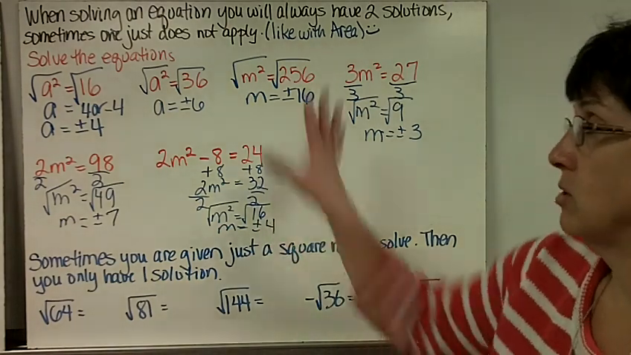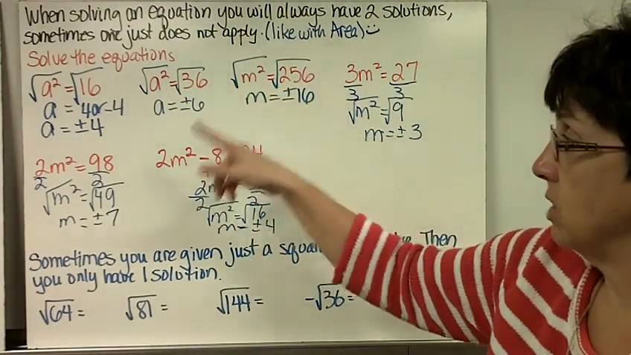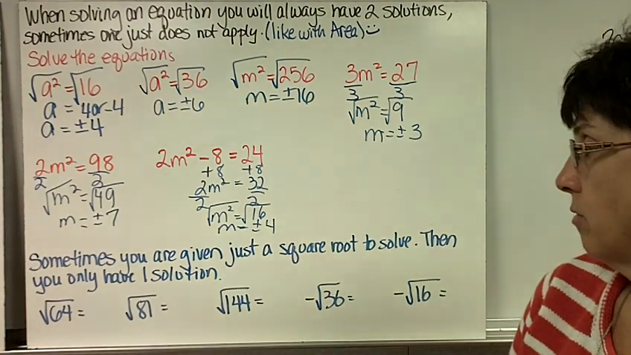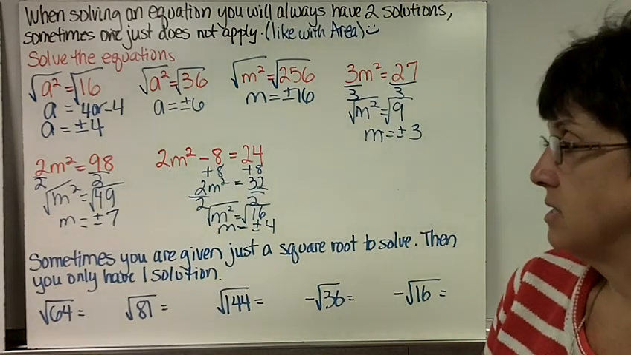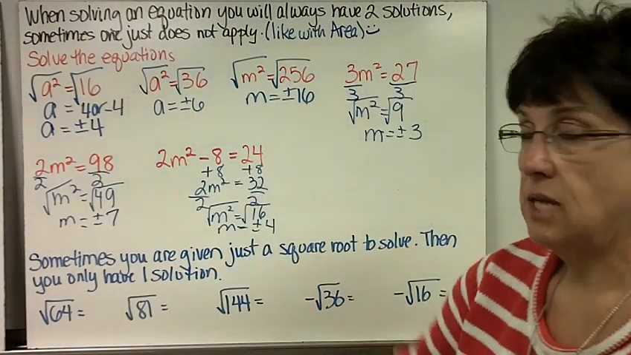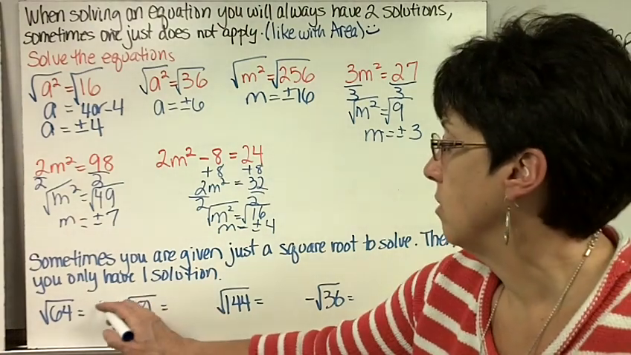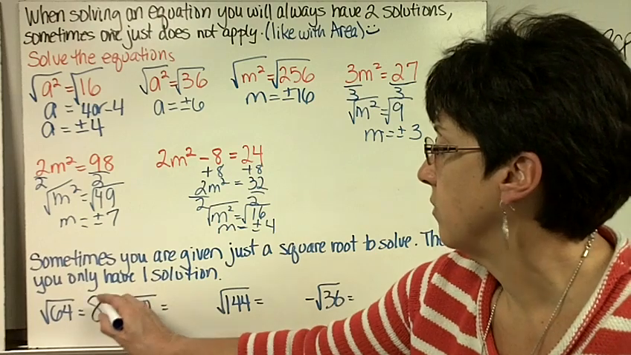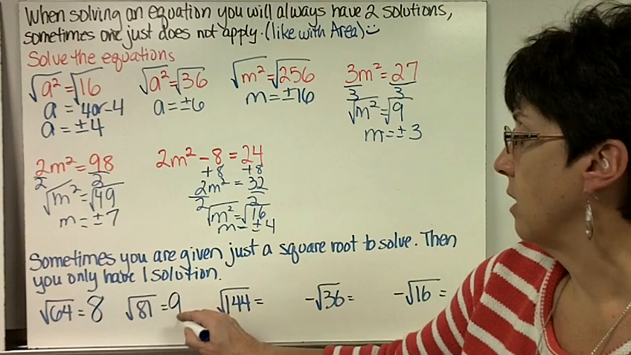So that was solving equations when all of our variables were squared. It was m squared, a squared, equals something. But sometimes you are given just a square root to solve. When you do that, you only have one solution. And the sign of that solution is the sign of whatever the square root is. So the square root of 64, that's a positive 64 because it has no negative, is 8. The square root of 81 is 9.